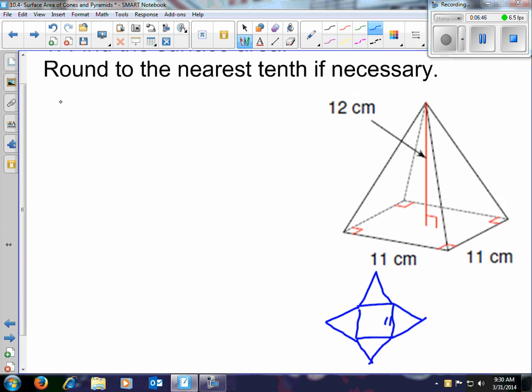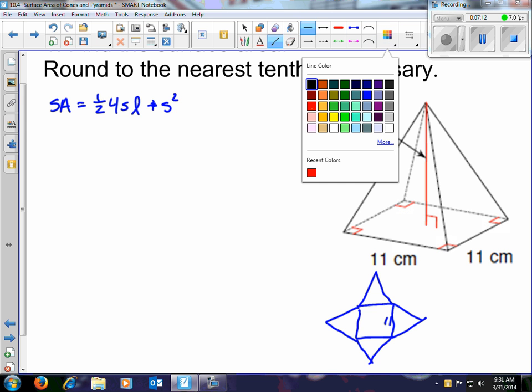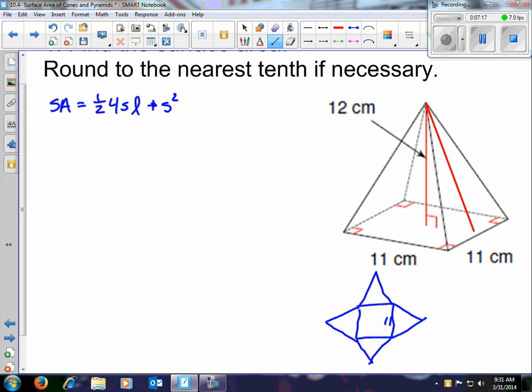Our formula for this one, since it's a square base, is 1/2 of 4 times s times L, plus s squared, because remember, this is the area of our base, and our base is a square. So that means I need to, one, find my slant height. And I can find my slant height if you look here. My slant height can be right here.